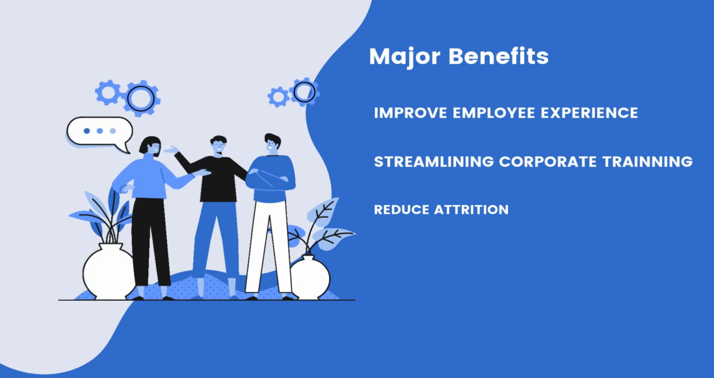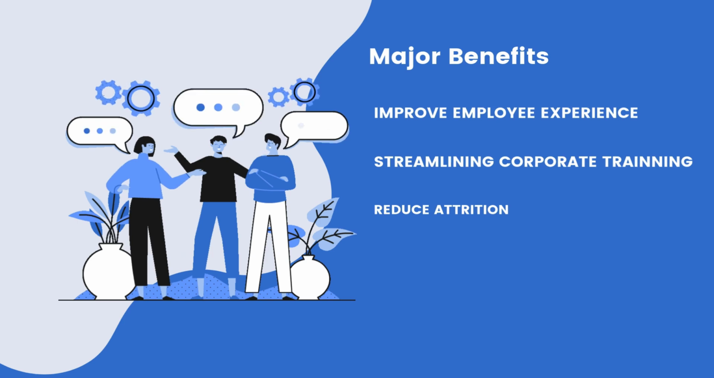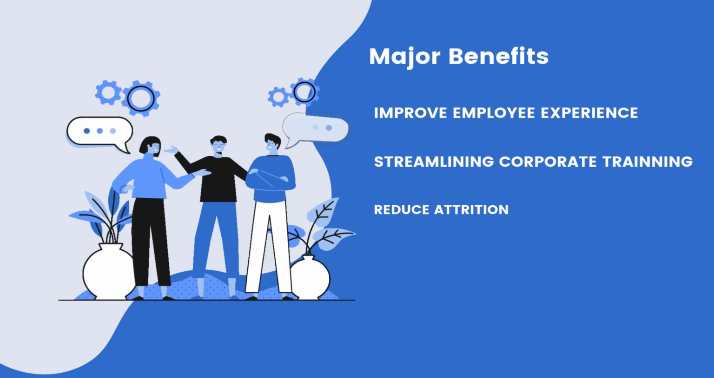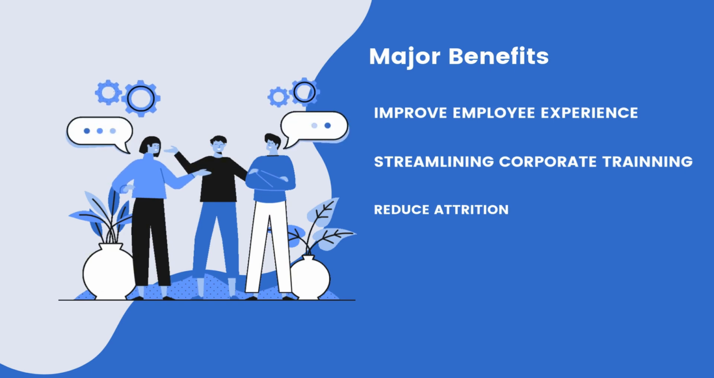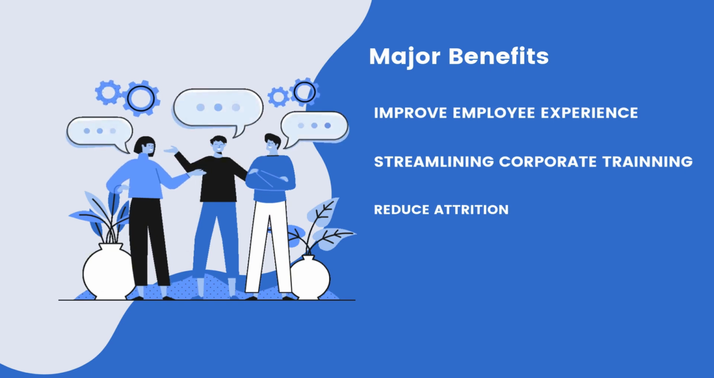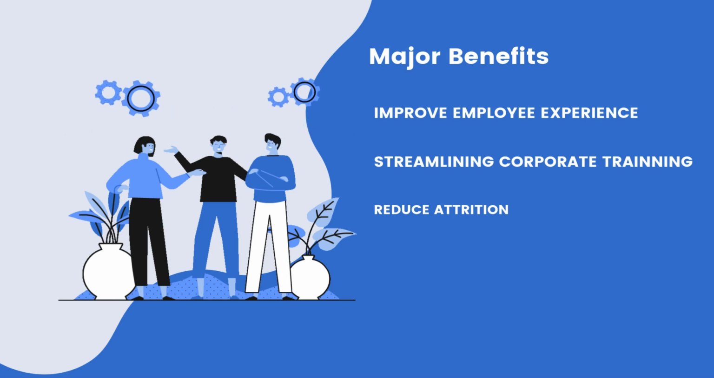Reducing attrition. Perhaps one of the most impactful uses of HR analytics is predicting employee turnover. According to IBM, AI can predict with 95% accuracy which employees are likely to leave. By recognizing patterns and trends, we can address issues before they lead to attrition.